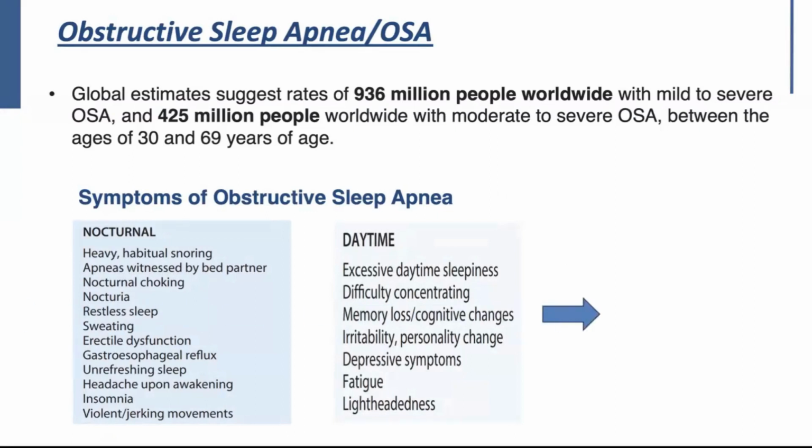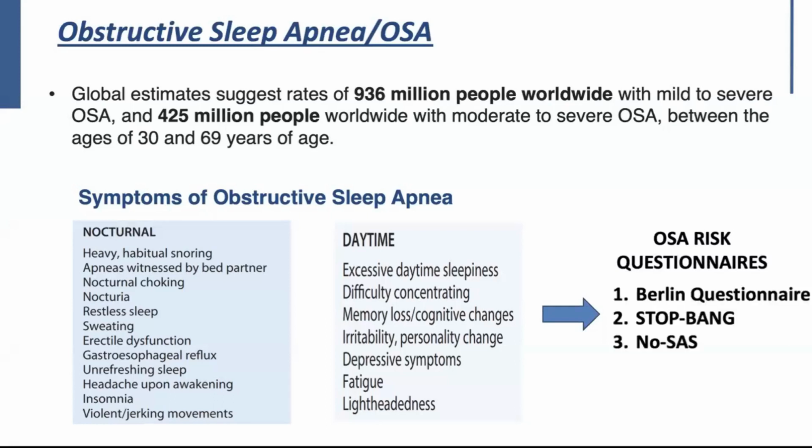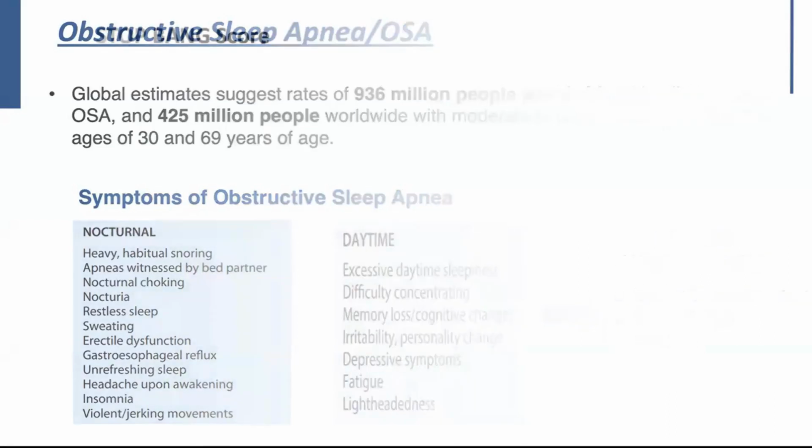When we screen for all these symptoms in patients with medical disorders, we can use certain risk questionnaires like the Berlin questionnaire, STOP-Bang, and NoSAS to assess whether we need to do polysomnography, which is considered the gold standard for the diagnosis of obstructive sleep apnea.